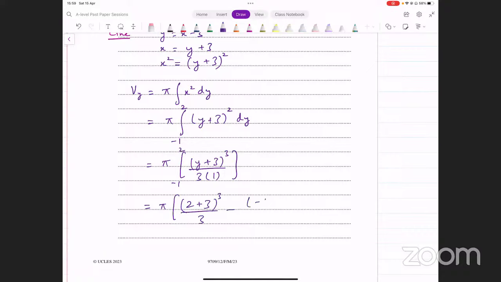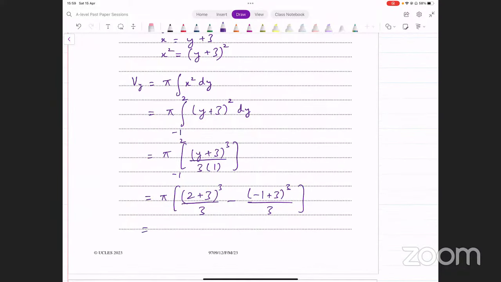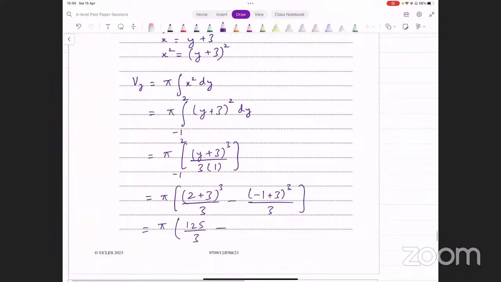And that gives us (-1 plus 3) whole raised to power 3 divided by 3, and we close the bracket. ठीक है, 5 cube over 3, that is 125 over 3, minus 2 cube is 8 over 3, and that should give you 117 over 3 times pi.